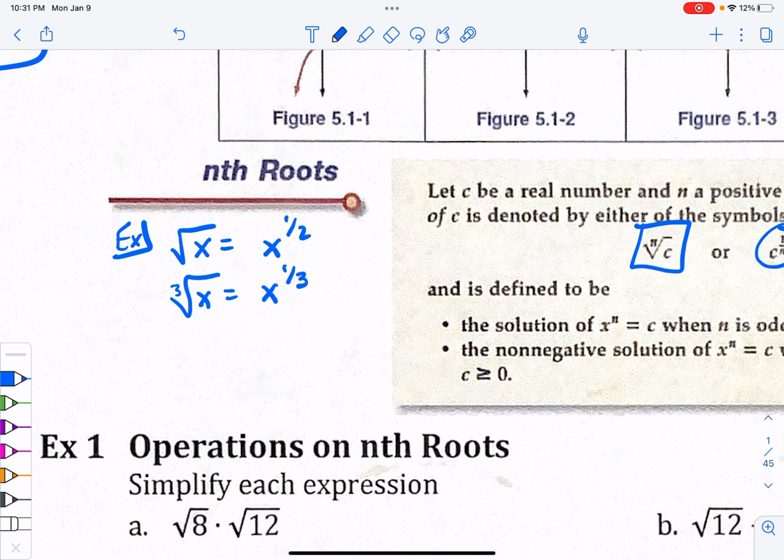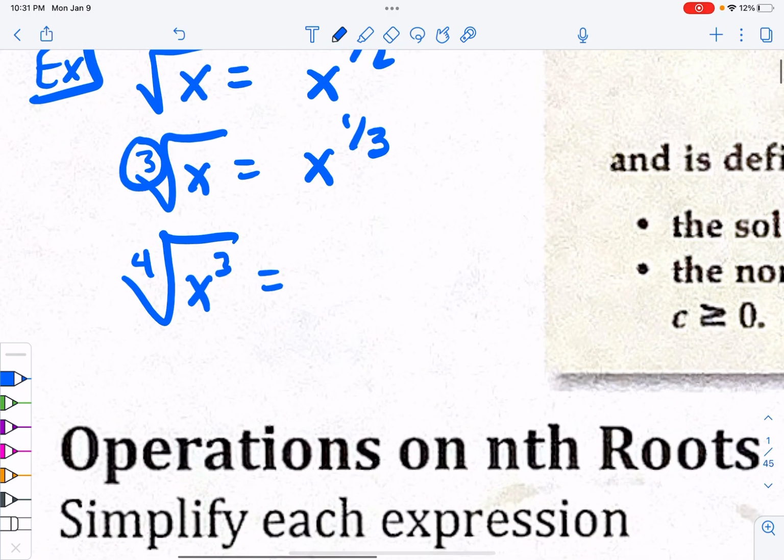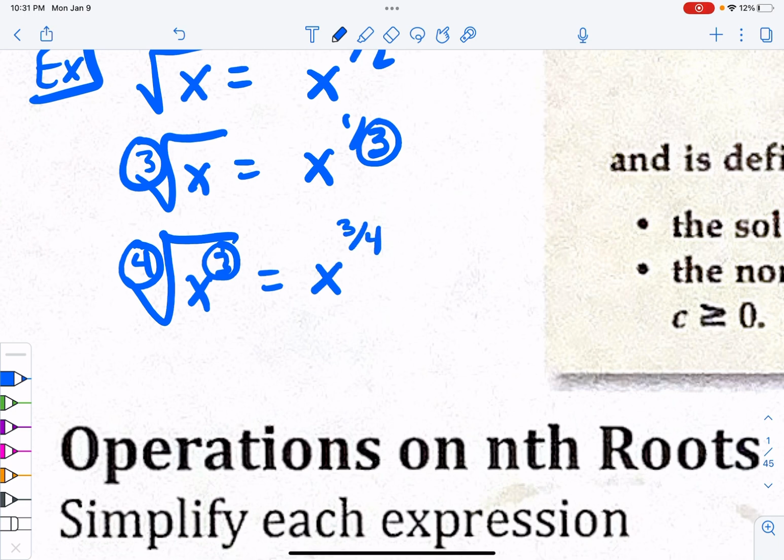All right, then what do you do if it's the 4th root of x to the 3rd power? Well, we know that this number becomes the bottom of my fraction, and this is the top of my fraction, so this is x to the 3/4 power. Okay, let's do one more. The 8th root of x to the 5th power, and I really hope they don't ever give us these, would be x to the 5/8, okay?